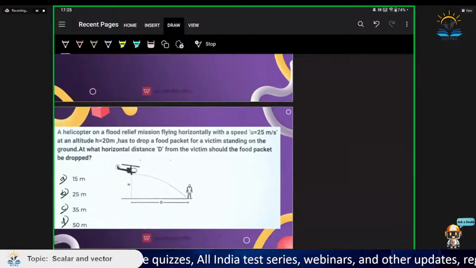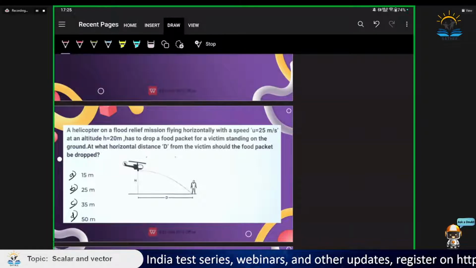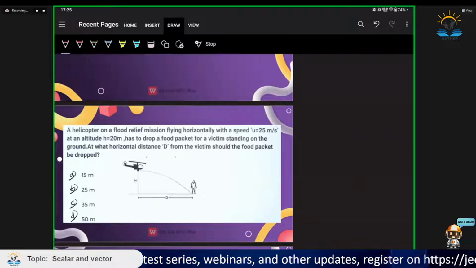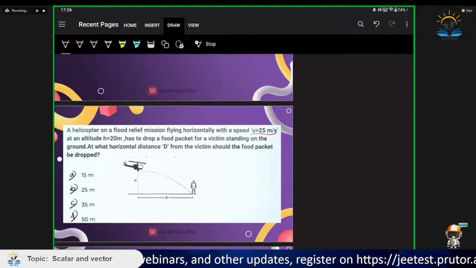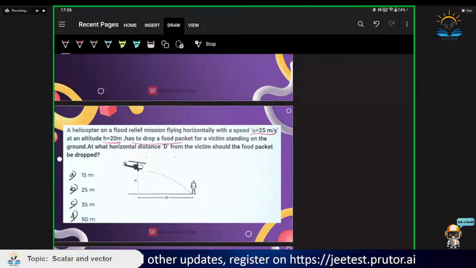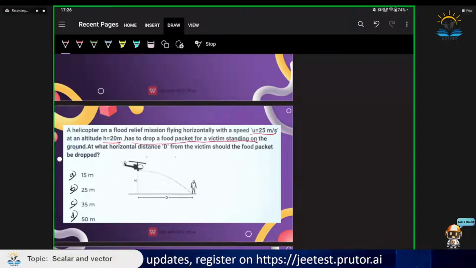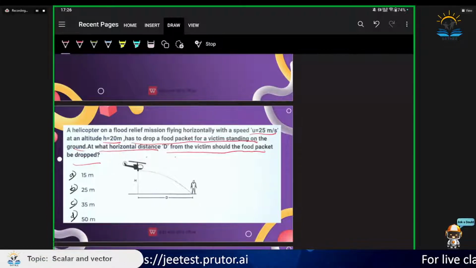This is our question. A helicopter on a relief mission flying horizontally with a speed u equal to 25 meter per second at an altitude of h equal to 20 meter has to drop a food packet for a victim standing on the ground.